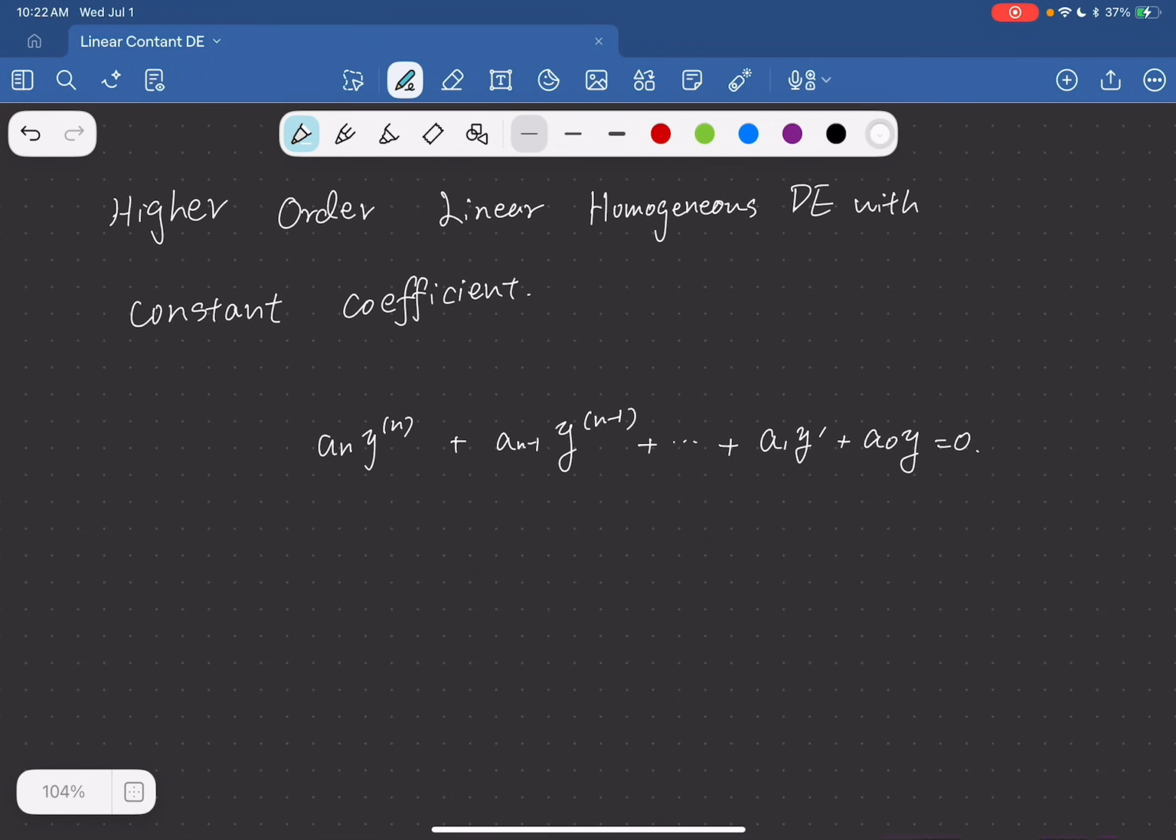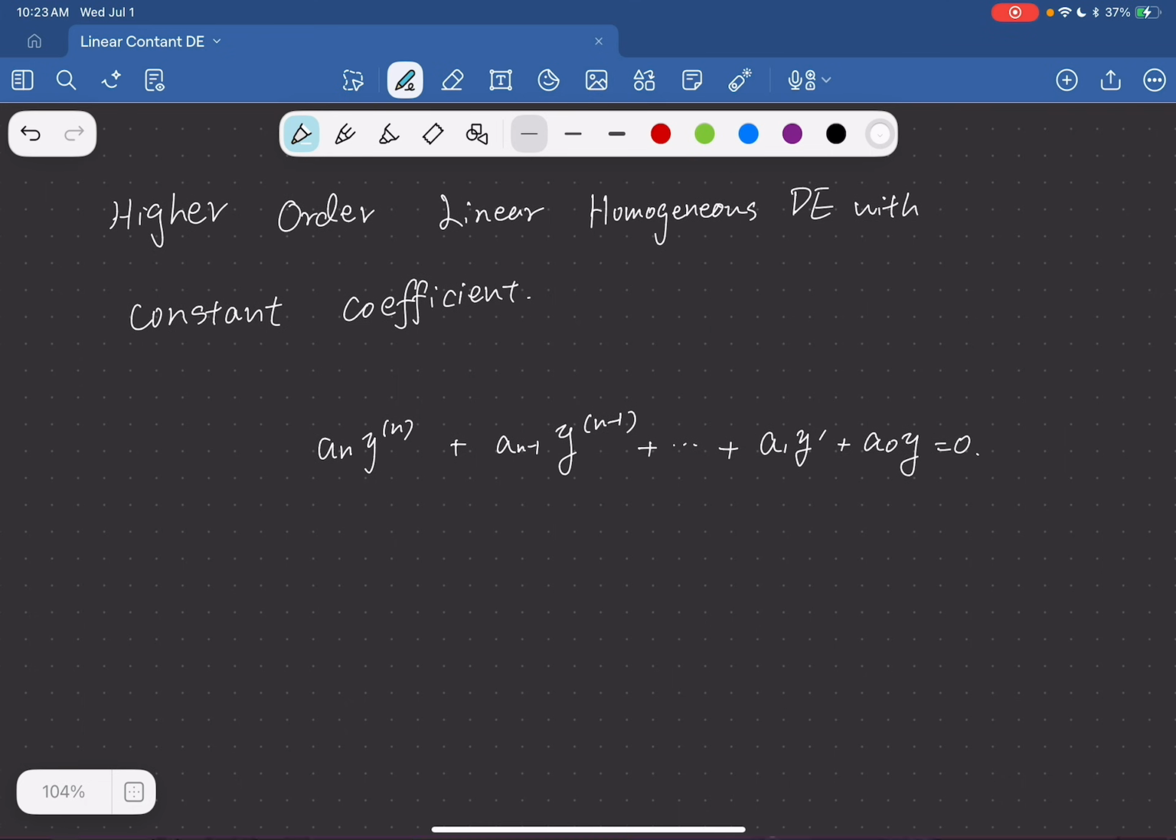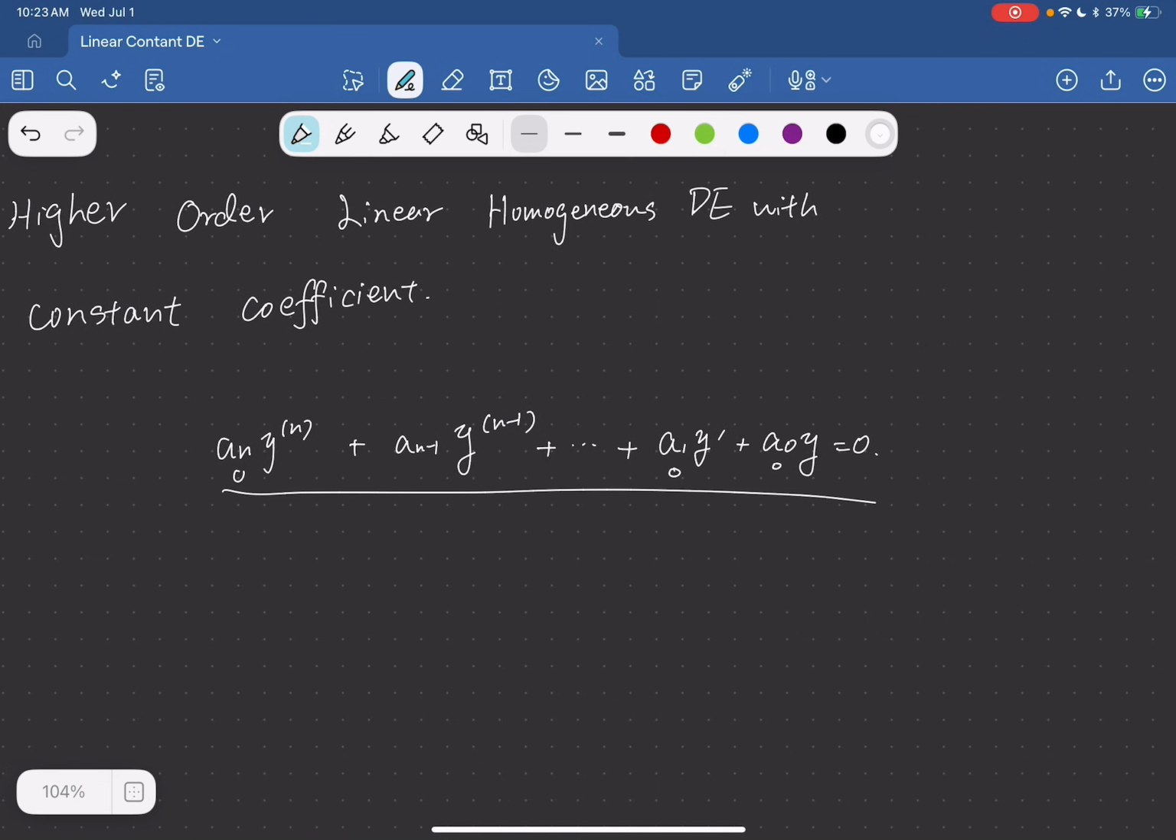Alright, so from the previous video, we discussed the second order differential equations. And in this video, we are going to discuss higher order linear homogeneous differential equations with constant coefficients. The general form of that looks like this. The a0, a1, and an are all constants, and y is the dependent variable with its corresponding primes.